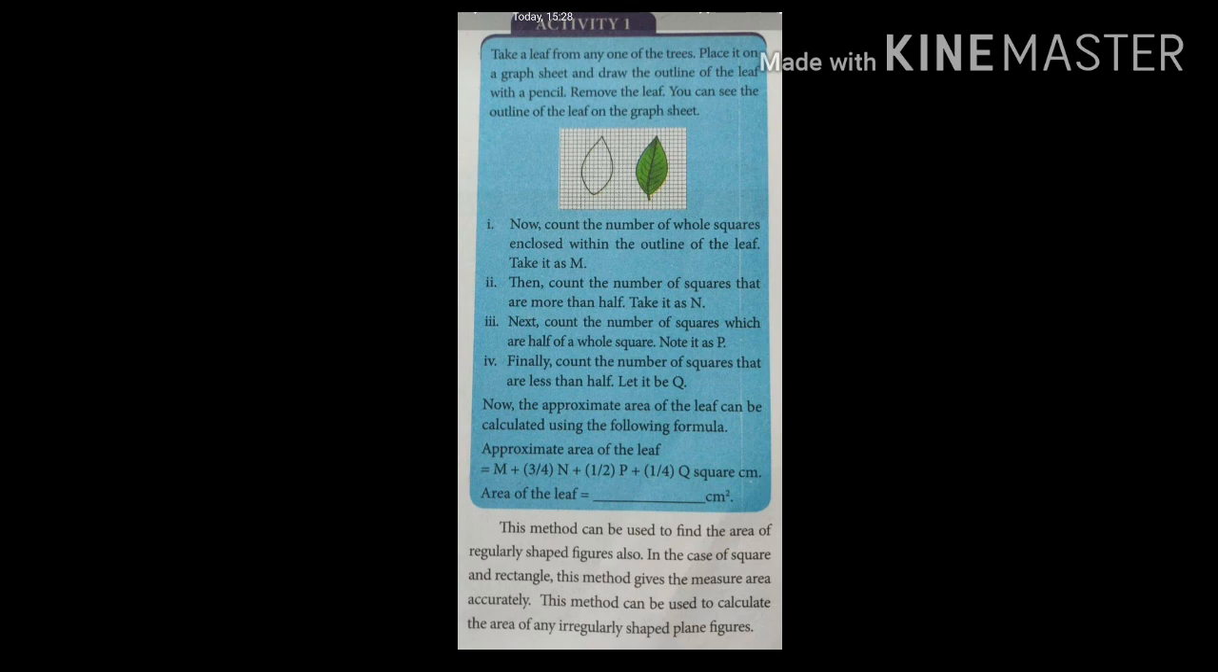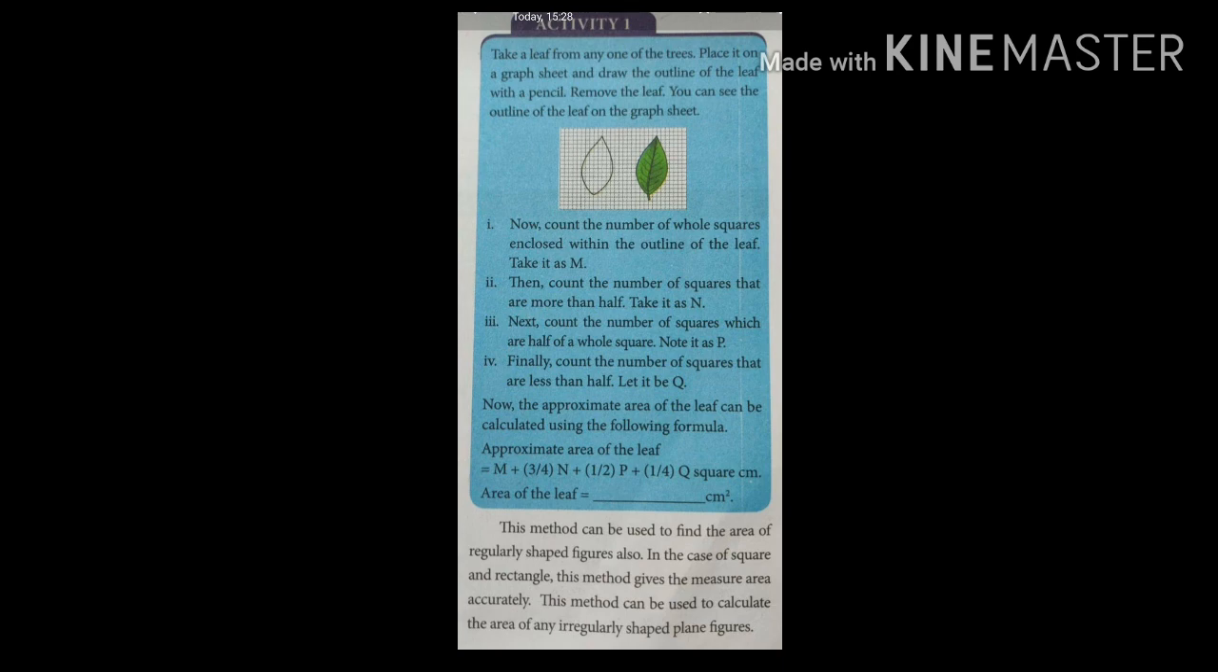So take a leaf from any one of the trees, then place the leaf on the graph sheet. Then what you should do, draw the outline of the leaf with a pencil, then remove the leaf. So you can see the outline of the leaf on the graph sheet. Now what you should do, you should count the number of whole squares enclosed within the outline of the leaf. So that whole square you should consider it as m. Then count the number of square that is more than half.